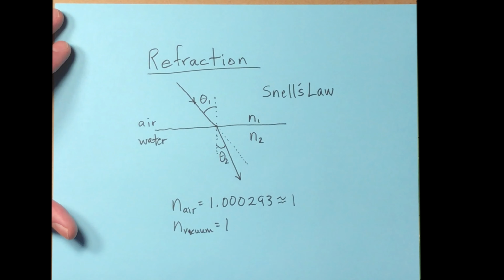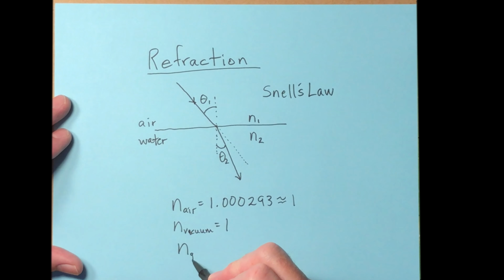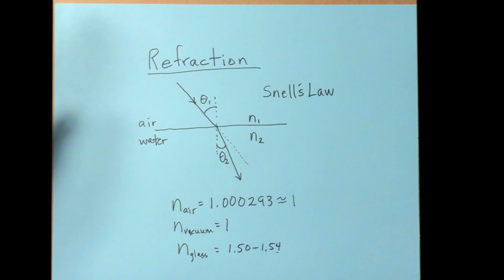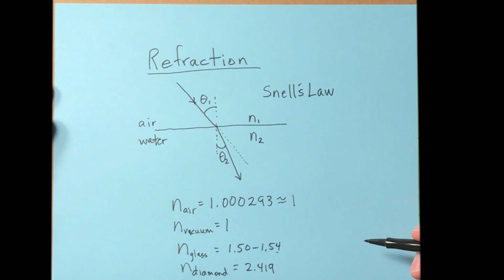Some other index of refraction, let's say for pure crown glass. Pure crown glass is somewhere between 1.50 to 1.54. So 1.5 is close. Index of refraction for something like N for diamond is 2.419. So you can see here it's always going to be a number bigger than 1. Always going to be a number bigger than 1.